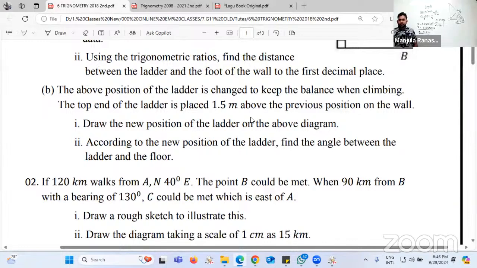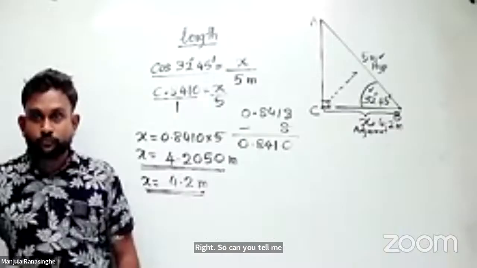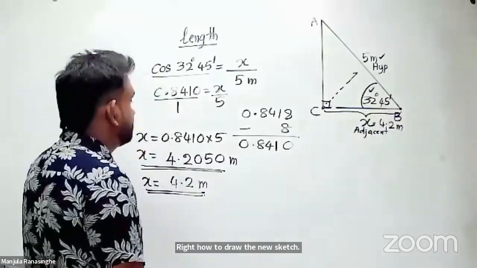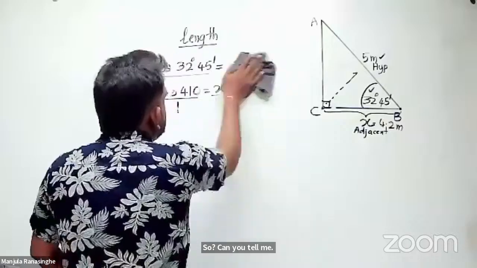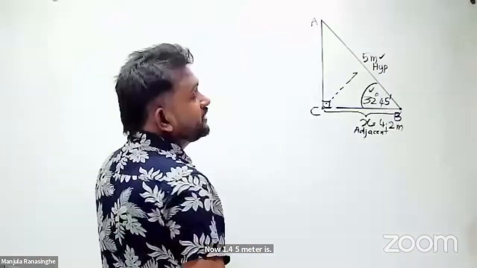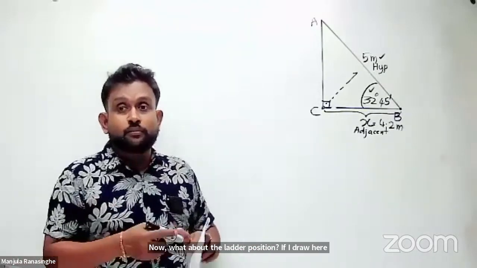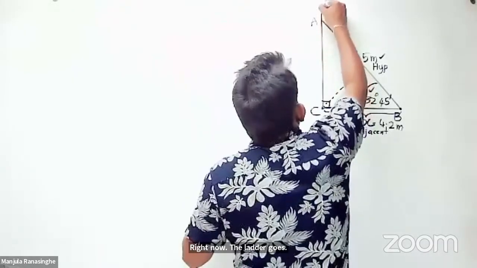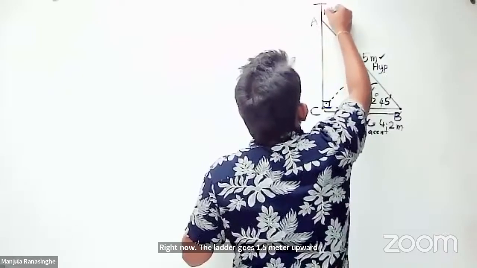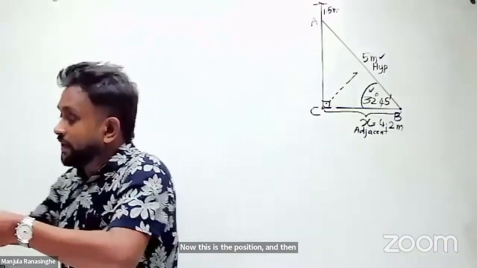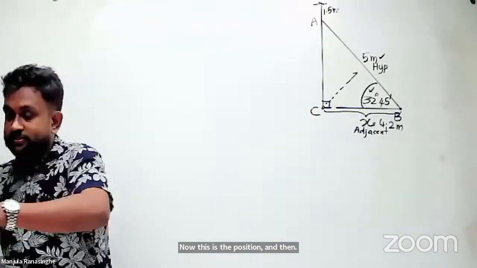Right. So, can you tell me how your sketch is done? How to draw the new sketch? Now the 1.5 meters is placed on top there, right? Now what about the ladder position? If I draw here, right? Now the ladder goes 1.5 meters upward, right? This is 1.5 meters upward. Now this is the position, and then can we keep the same terminals there?